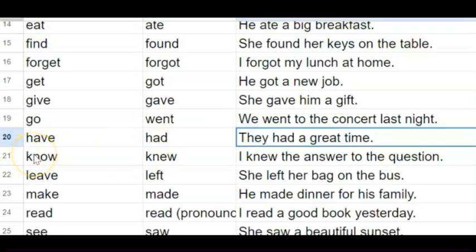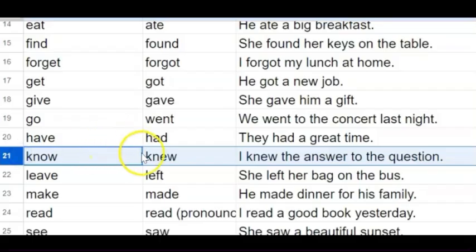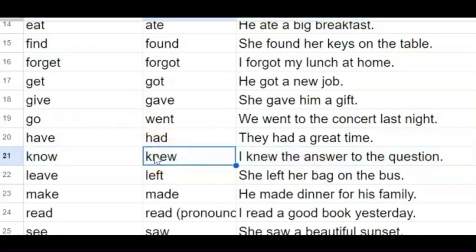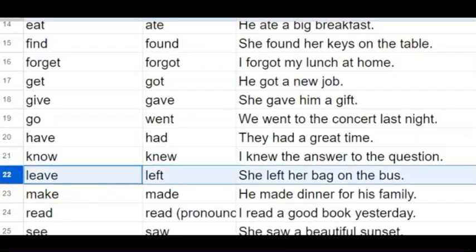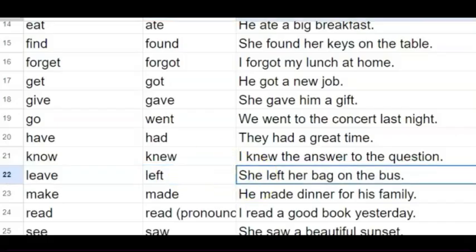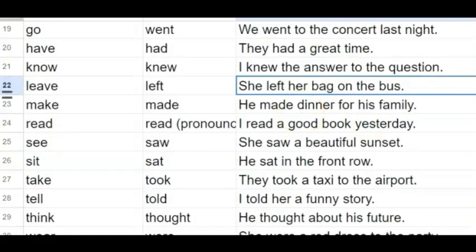Know turns to knew. I knew the answer to the question. She knew, he knew, they knew. Leave turns to left, and she left her bag on the bus.